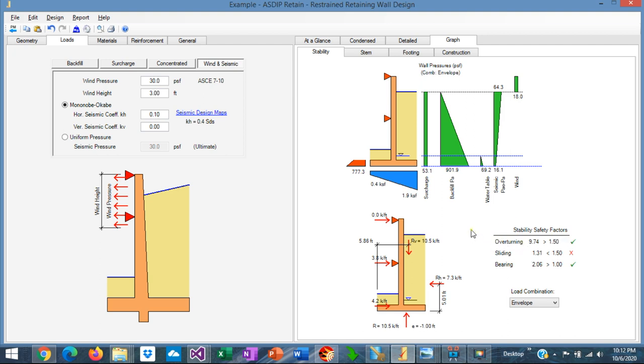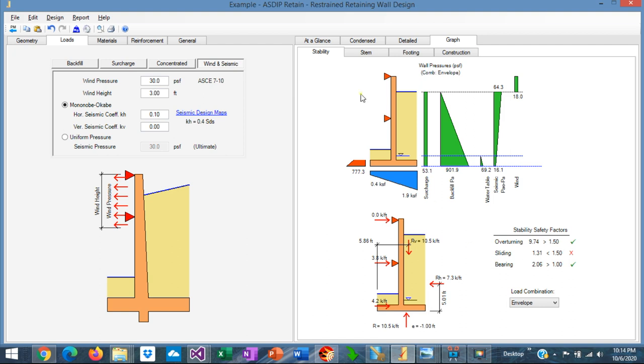Overturning failure is not an issue in restrained retaining walls, because for obvious reasons, the wall cannot overturn. The sliding failure can be a problem. In this example, the sliding safety factor is 1.31, and the minimum should be 1.50. So we have a sliding problem.